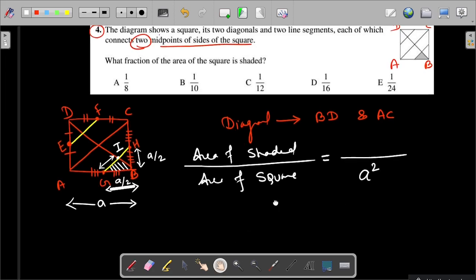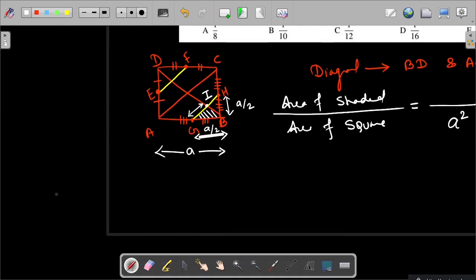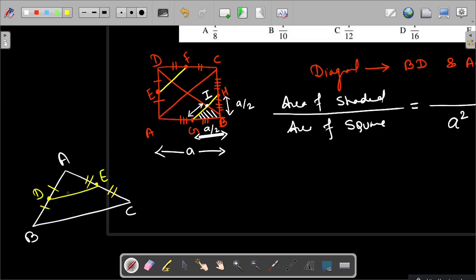There is one property of a triangle. In a triangle ABC, if you have the midpoint of side AB, and the midpoint of side AC, and if you join these two points, suppose D and E, then DE will be parallel to BC. The first property is DE will be parallel to BC, and DE will be equal to half of BC.